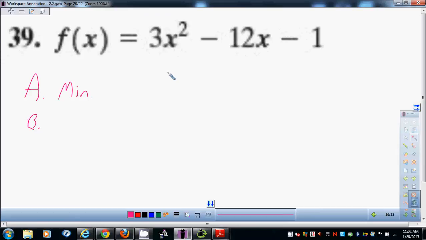The max or min is going to lie where? Rhymes with Smurf text. The vertex. Negative b over 2a. How do I find the y value? 2 squared is 4. Times 3 is 12. 12 minus 24 is negative 12. Negative 12 minus 1. I will stop for a moment, let people write that down. But just plug in your x value once you have it.